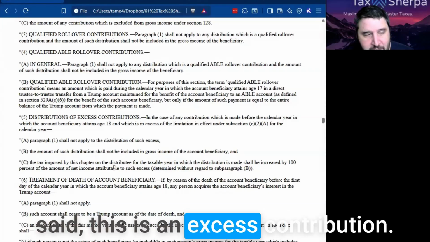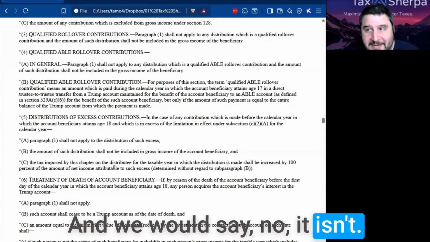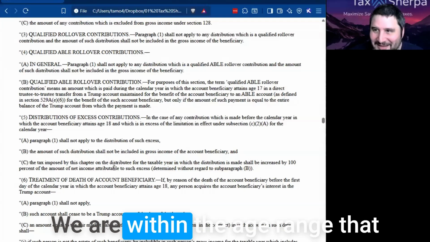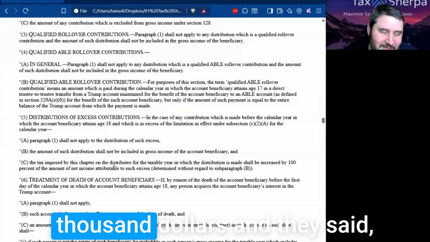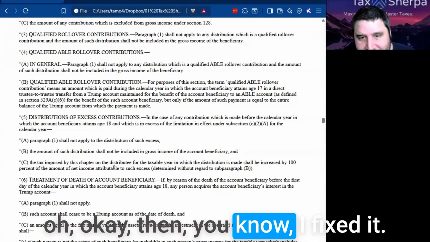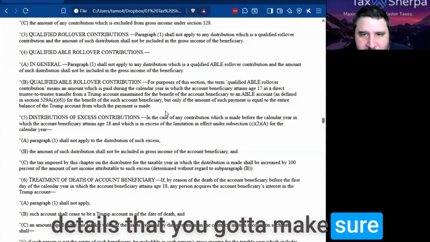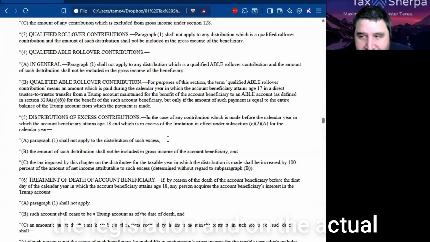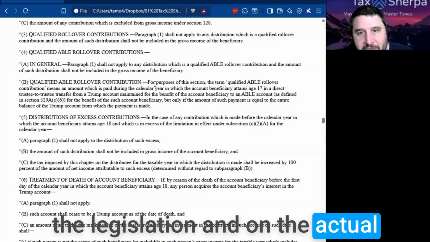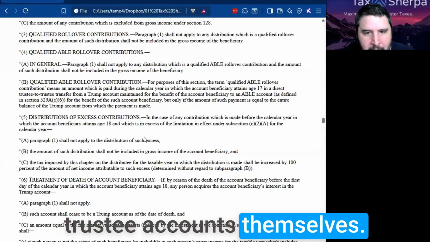And they said, this is an excess contribution. And we would say, no, it isn't. We are within the age range that we're allowed to contribute $1,000. And they said, oh, okay, I fixed it. But it's these kind of little niggling details that you've got to make sure you have tightened up, both in the legislation and on the actual trustee accounts themselves.